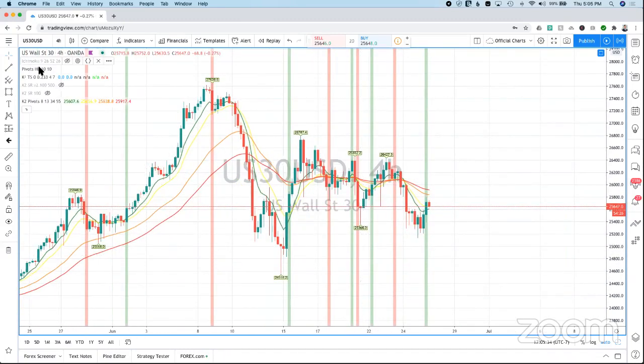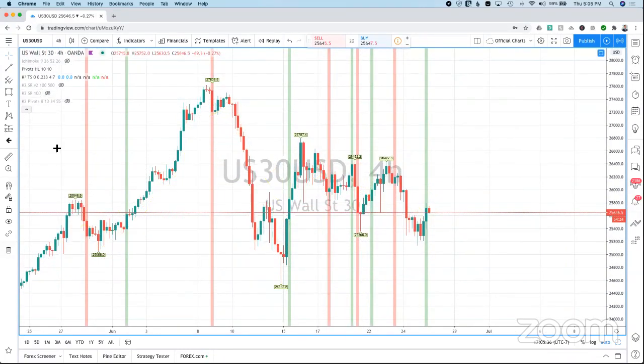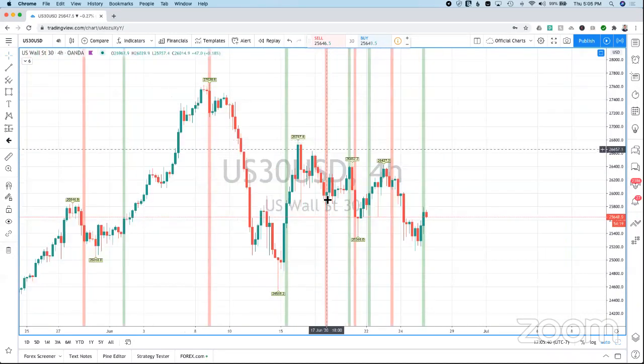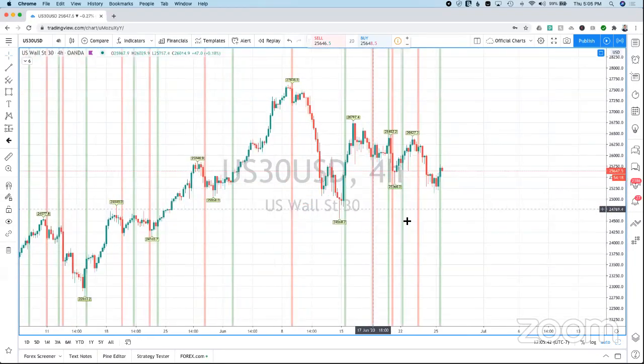Without the indicator, it's kind of hard to see what's going on, because everything here just looks normal. It doesn't look like there's anything wrong with the chart, right?